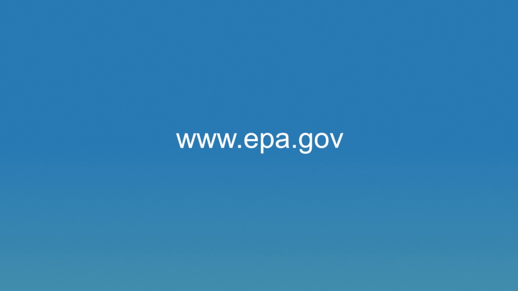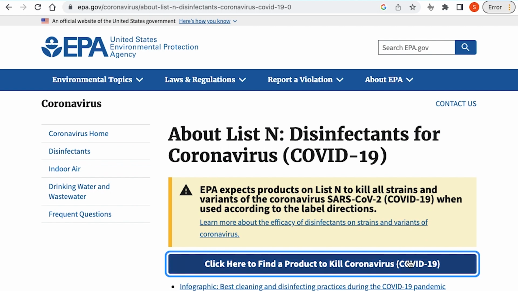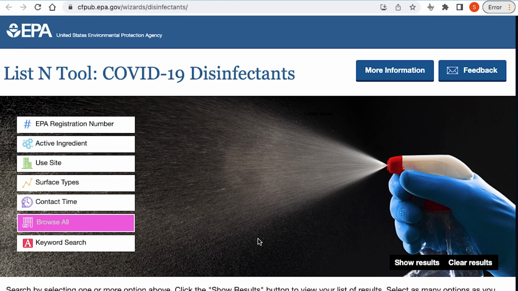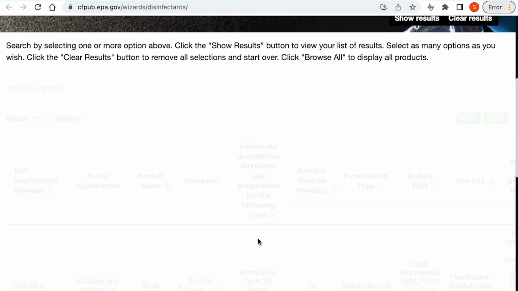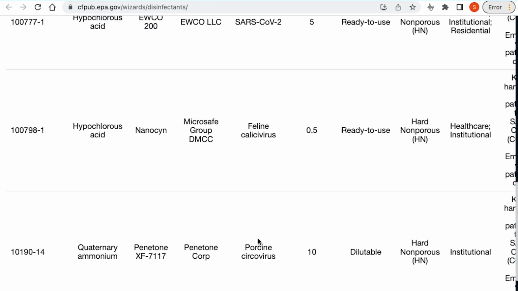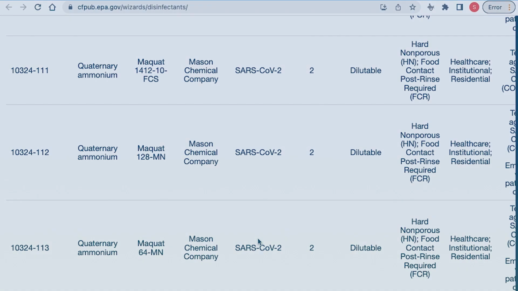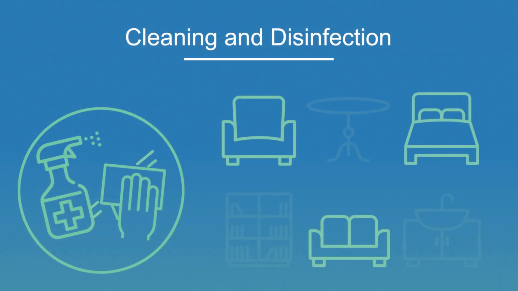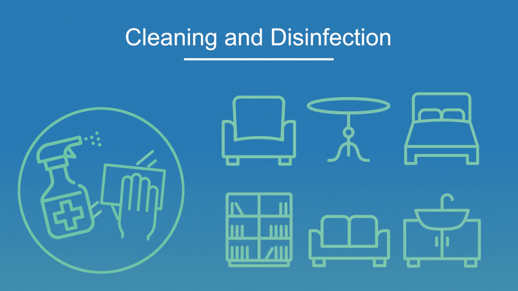Check out the Environmental Protection Agency's, or EPA's, list of products that are effective against COVID-19, flu, and other infections. When cleaning or disinfecting with these products, consider the type of surface. Is it soft and porous like a couch, or hard like a bathroom fixture? Different types of surfaces may influence how germs can spread.